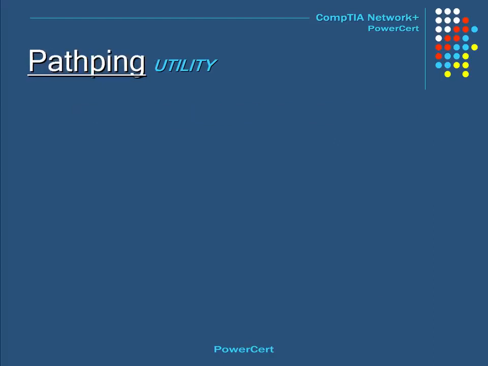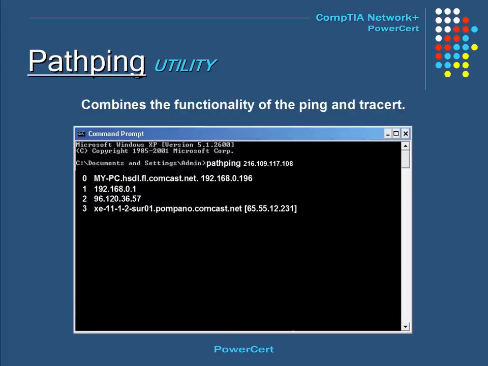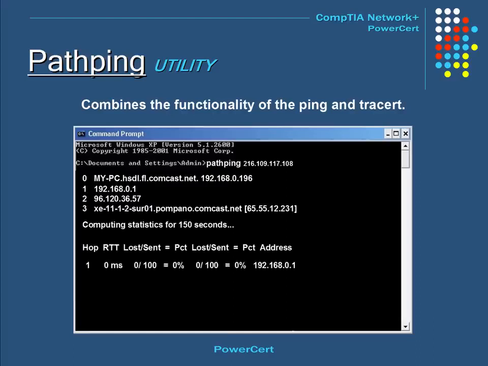And PathPing is another Windows network utility that combines the functionality of ping and tracert. So at a command prompt, just type in pathping and then the IP address or the domain name, and then press enter. And the pathping output shows the details of the path a data packet takes between 2 devices, and it also gives ping-like statistics for each device that the data packet takes on its way to its destination.